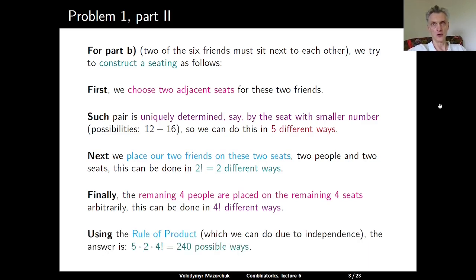Since all these steps are independent of each other, then using the rule of product, we deduce that the total number of seatings available for part B is 5 times 2 times 4 factorial, and that's 240 possible options. So this solves part B.